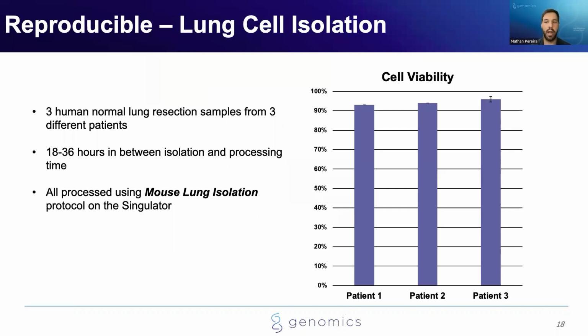All of our mouse reagents and mouse protocols on the Singulator are pretty much portable for any of the species, is what we're finding and what we expected. We just do most of our baselining and most of our testing on mouse in-house, because getting fresh human tissue is difficult. But you can see here the viability was robust across the 3 different patients and across the 3 different isolation and processing times, all above 90%.